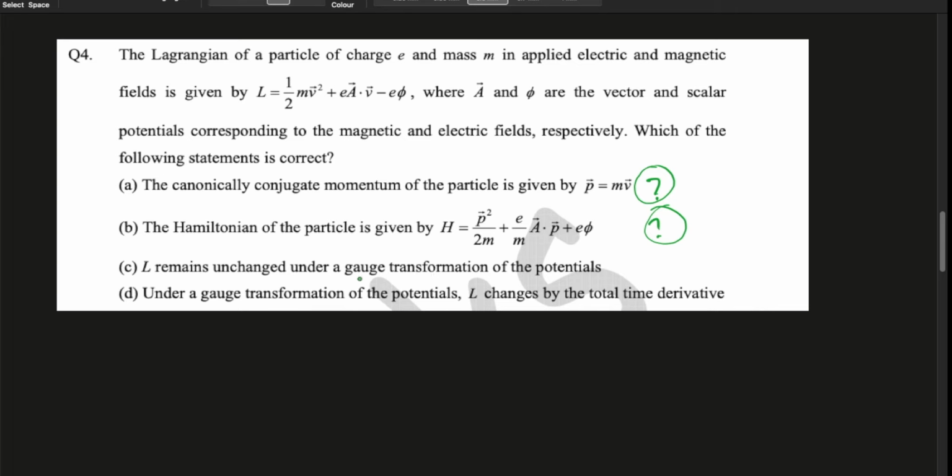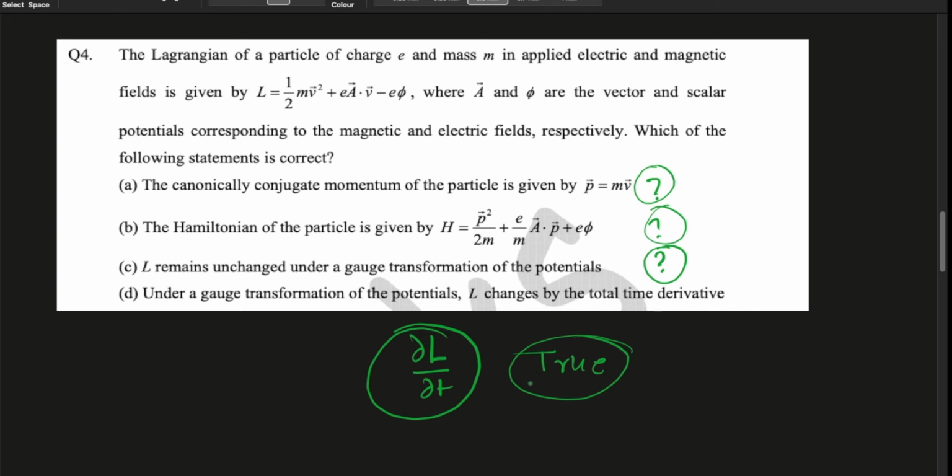And L remains unchanged under the gauge transformation of the potential. We also need to look at the gauge transformation equation so that we will be able to say whether this remains unchanged or not. Under a gauge transformation of the potential, L changes by a total time derivative. If you look at the gauge transformation, there is a term dF/dt. We know that, right? So under the gauge transformation of the potential, L changes by a total time derivative. That is true. This one is the true statement.